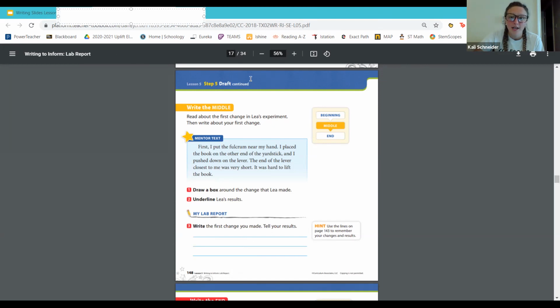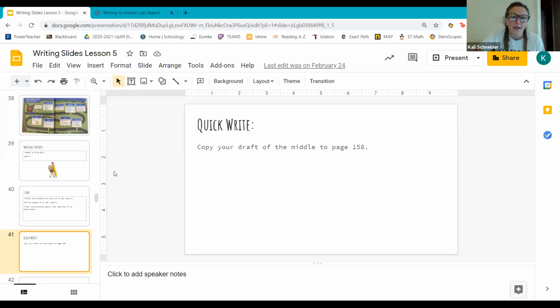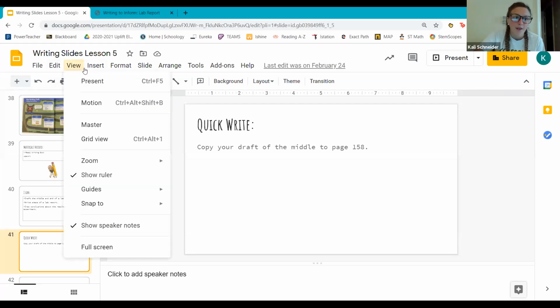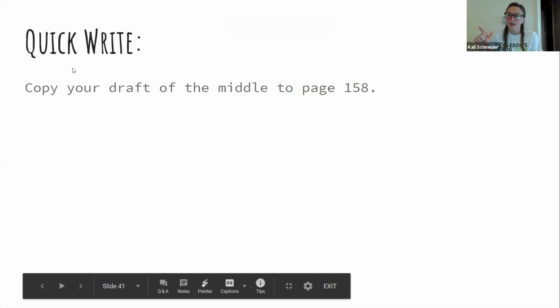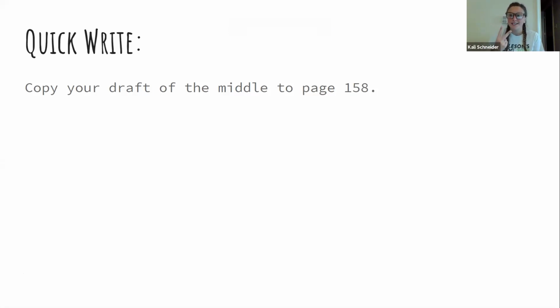Your quick write task for the day is to please go ahead and copy your draft of the middle to page 158. Do not forget to add that second step, what we did, the second change we made. So the first change with the rocks and the second change with the ramp, make sure you have both things added to your draft. So that is your job today.